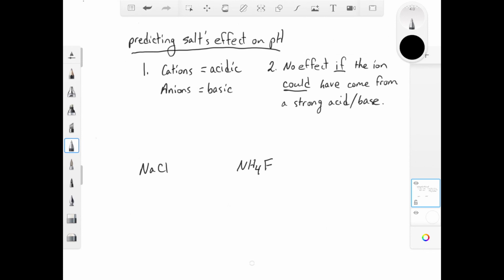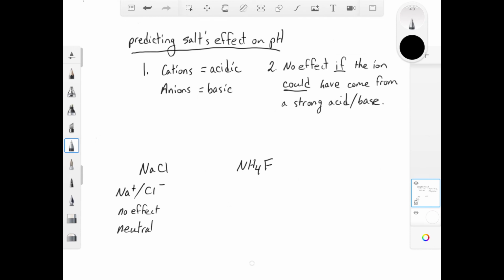There are 2 remaining combinations that are possible. In the case of NaCl, you have Na plus ions and Cl minus ions. If you follow the rules above, you'll find that neither of these ions have any effect, and therefore sodium chloride solutions should be neutral.